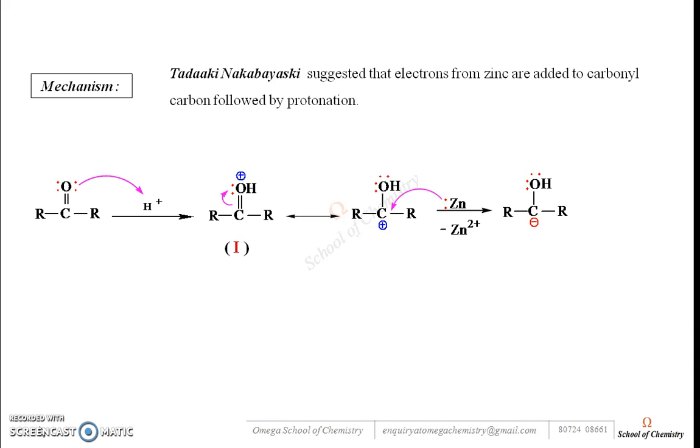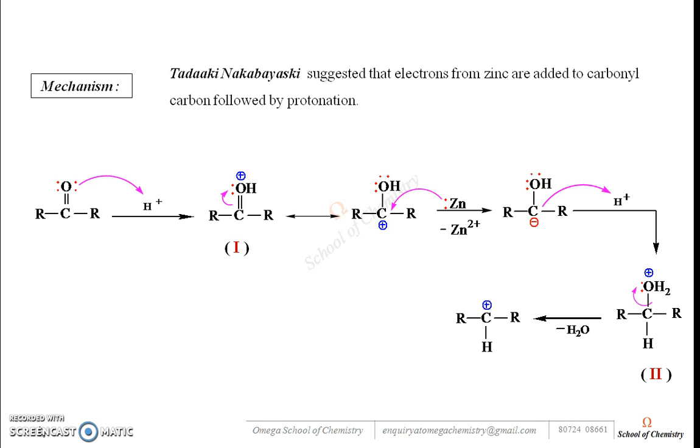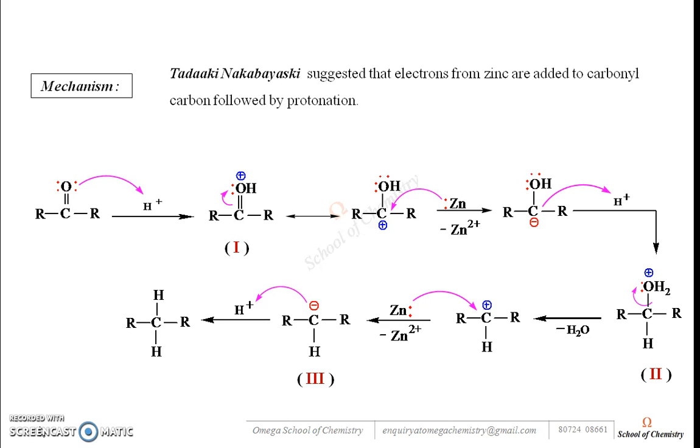This carbanion gets protonated along with hydroxyl group to give intermediate 2. Carbon-oxygen bond in this intermediate weakens and water is the leaving group, thus generating a carbocation. Again, electrons from zinc are transferred to the carbocation to convert it into a carbanion. This carbanion gets protonated to give the final product, alkane.